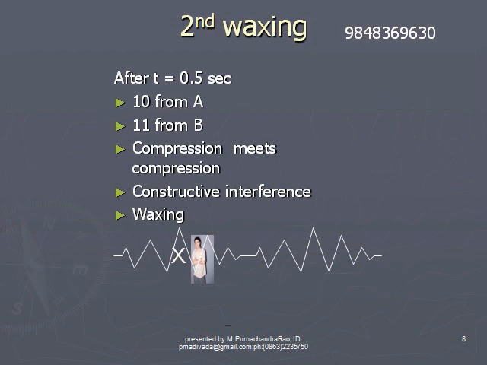So once again a waxing is produced. A waxing is produced once again after half a second. This is shown in the figure as a large amplitude arriving at the observer.